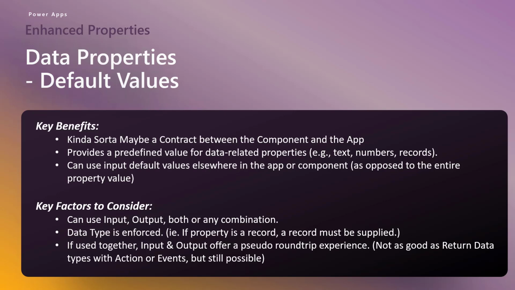The data type is obviously enforced. We talked about that in the overview. So if it's a record, a record must be supplied. And inside of action and event, when you set up return data types, that creates a round trip experience. You don't get that option with input and output, but if you use them together, it kind of creates a pseudo round trip experience. So not as good as actions or events, but still possible. So kind of keep that in mind. It provides a lot of creativity that you can really do. So that's kind of cool.